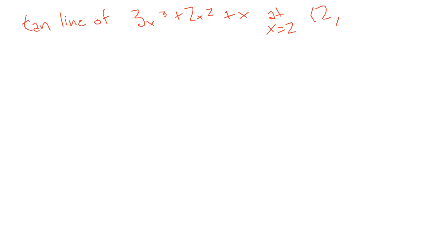So this time we're wanting to find the tangent line of 3x cubed plus 2x squared plus x at the point, or well, when x equals 2. So let's just go ahead and find our point. We're going to say just at x equals 2, so we can just work on finding our point. So we know 2 cubed is going to be 8.